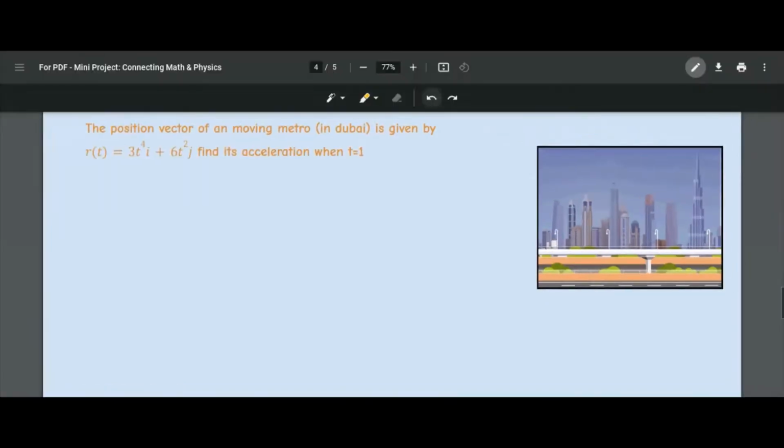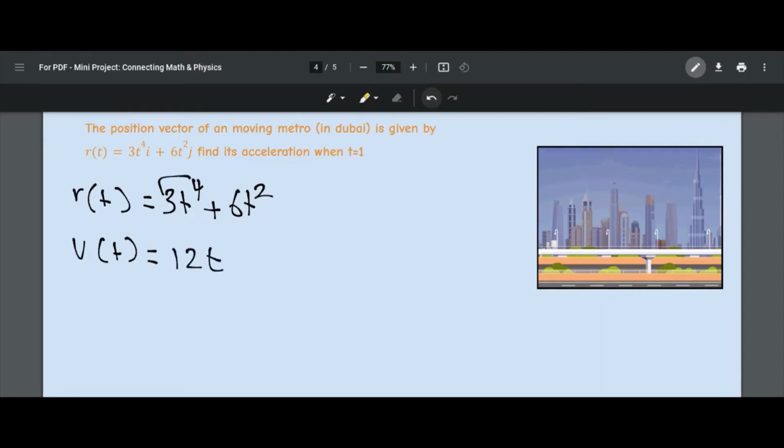So the first thing is that we will rewrite the equation. So r of t equals 3t to the power of 4 plus 6t squared. And before finding the acceleration, we need to find the velocity, and the velocity is the derivative of r of t. So velocity equals 4 times 3, which is 12t, 4 minus 1, which is 3, plus 2 times 6 is 12, and 2 minus 1 is just 1, so we will just write t.